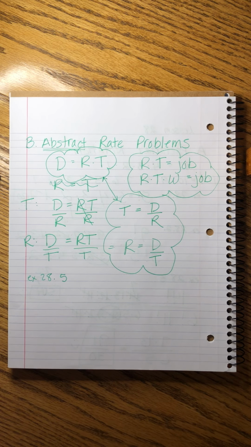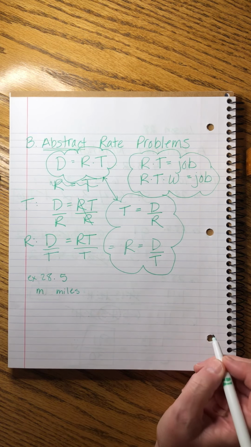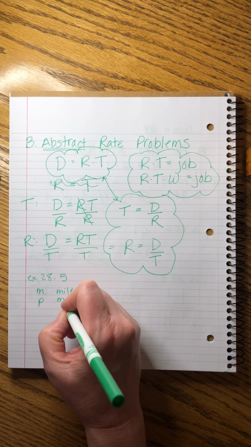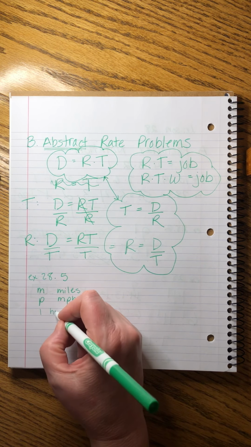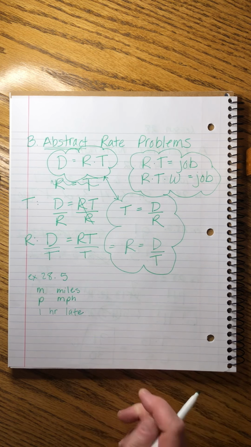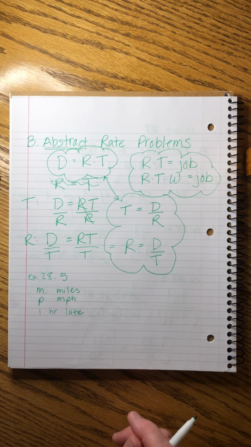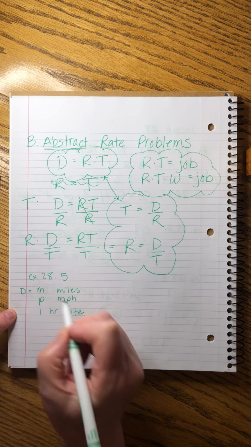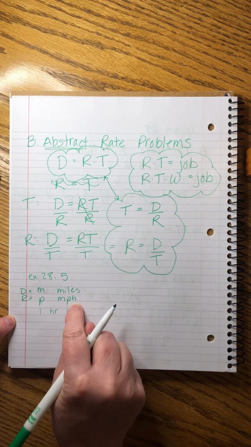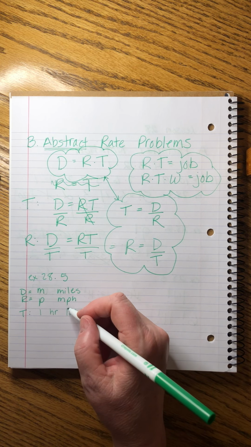Okay, so abstract rate problems. Here's what we've got. The train traveled m miles at p miles per hour and still arrived 1 hour late. How fast should the train have traveled to have arrived on time? So, this is our distance. This is our rate. We can tell by the units what they are. And this is what we know about the time. We arrived 1 hour late.